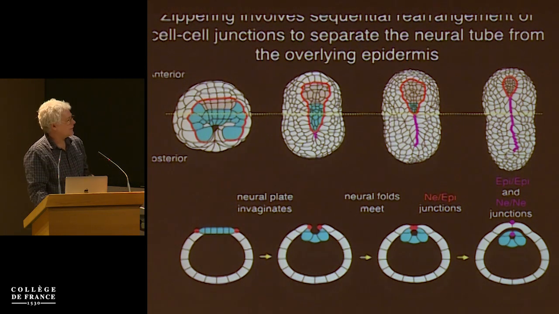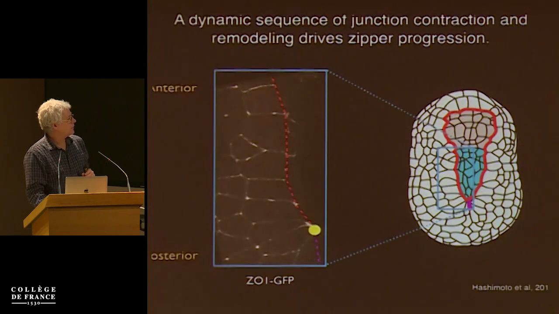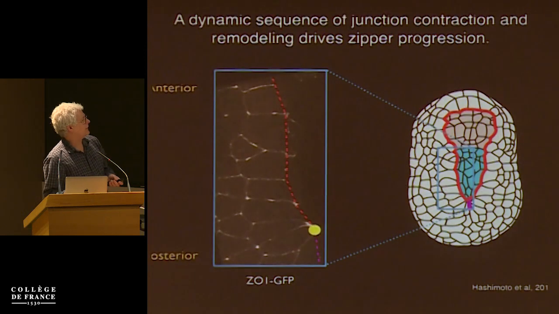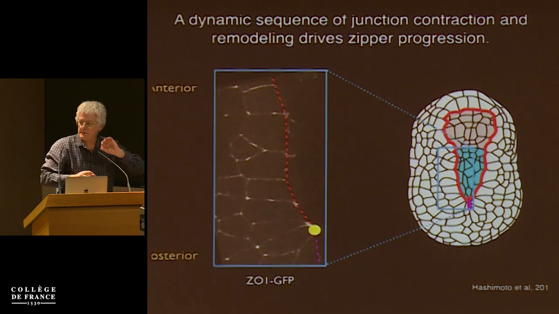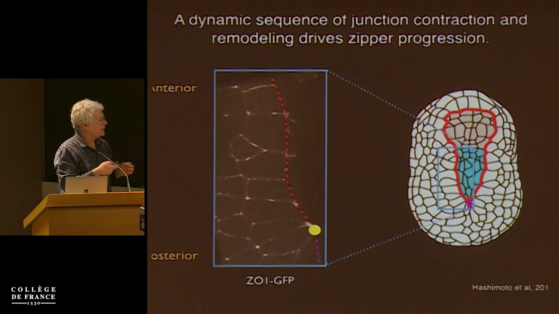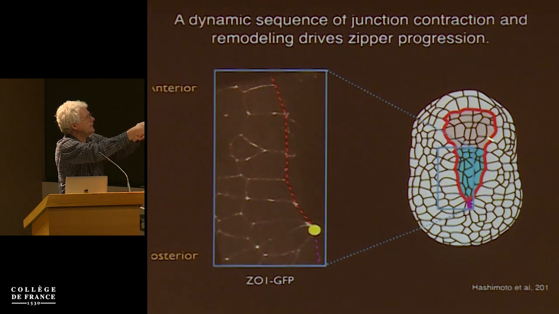So how is that zippering driven? Well, experiments I won't tell you about told us early on that this was an active process, zippering. And so to begin to look at the nature of that process, we labeled in living embryos the apical junctions of cells. The way that we express DNA in cells in embryos typically leads to mosaic expression. So you're looking here at an embryo which is expressing a junctional marker on one side of the embryo.